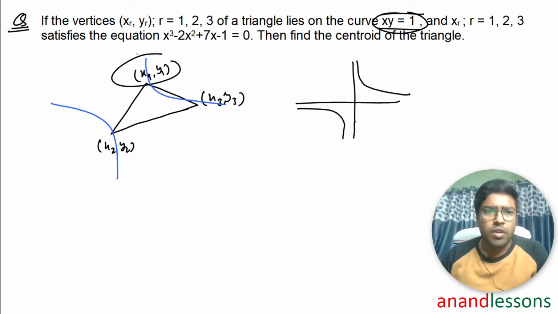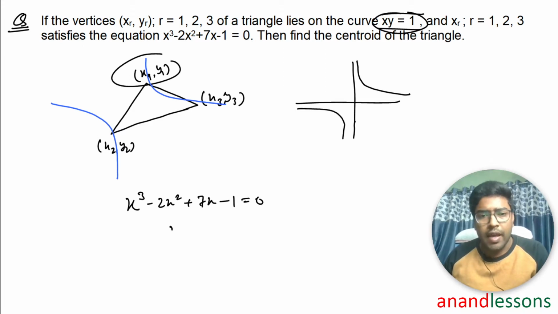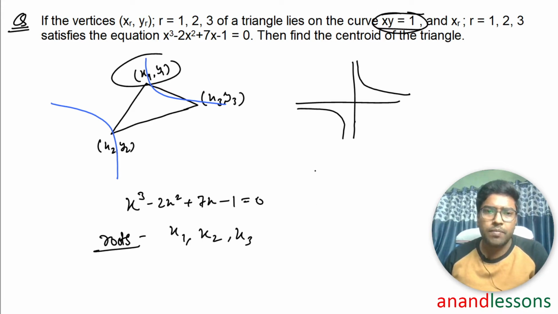Okay, so again we come to the question that the vertices (xr, yr) lie on the curve xy equals 1. And further the question is saying that xr will satisfy the equation x cube minus 2x square plus 7x minus 1. So what does this mean? This means that the roots of this equation are x1, x2 and x3.